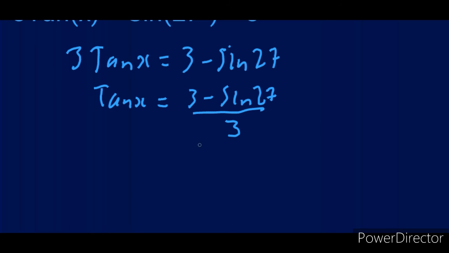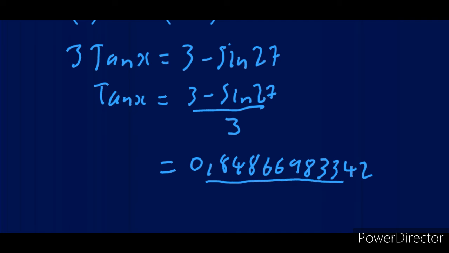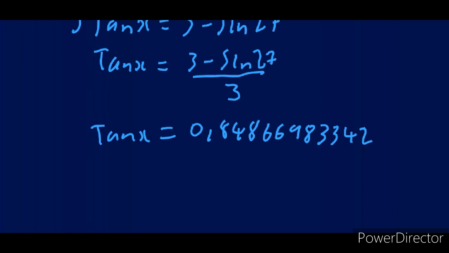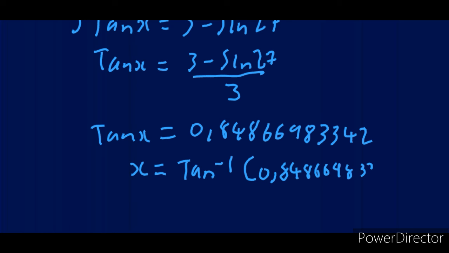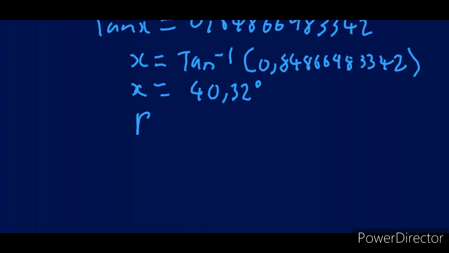And then let's figure out what is this thing in the calculator. So this is what you're going to get when you use the calculator. So we're going to have tan x is equals to that. And then now we have to make x the subject of the formula. So now we're going to say inverse tan 0.8486698342. Alright, let's find out what is the answer. So our reference angle will be 40.32 degrees.